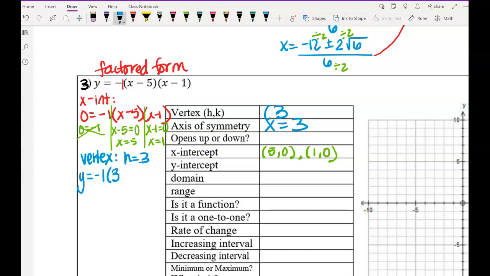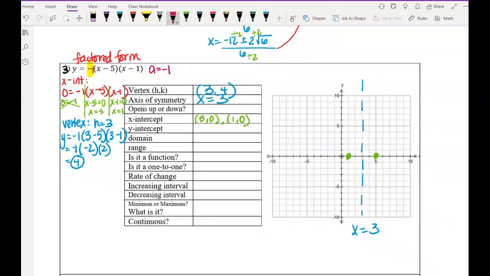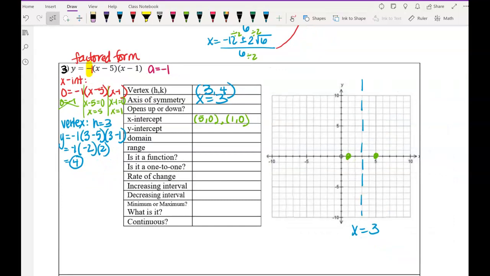So that's going to be 3 minus 5 times 3 minus 1. So this can be negative 1 times negative 2 times 2. So this will give us a positive 4. So your vertex is 3, 4, just like that. Now the a value is right here, students, okay? A is negative 1. So since it's a negative 1 right there, we are going to have a U shape opening downward.